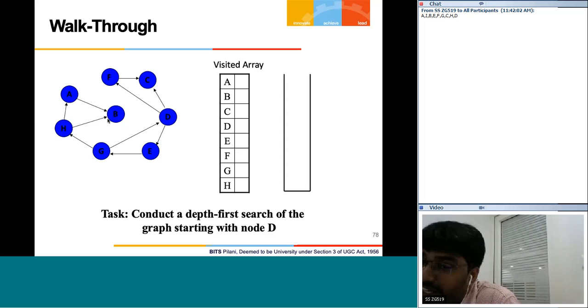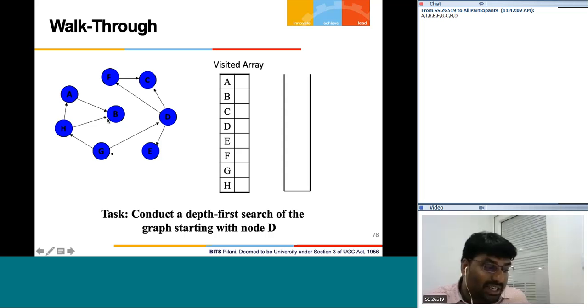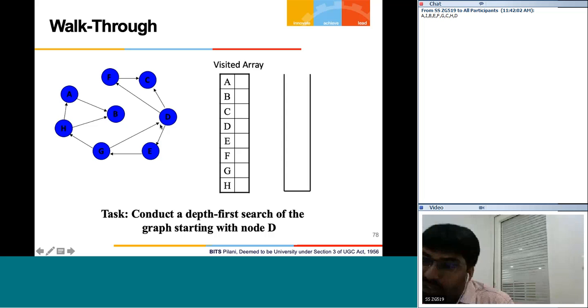D also has an incoming edge from G. You got it? So in this kind of case, you can choose anything. But technically, if there is no incoming edge from G to D, we would prefer D. Got it? Now you understand?